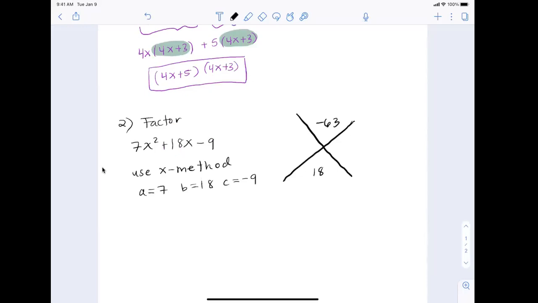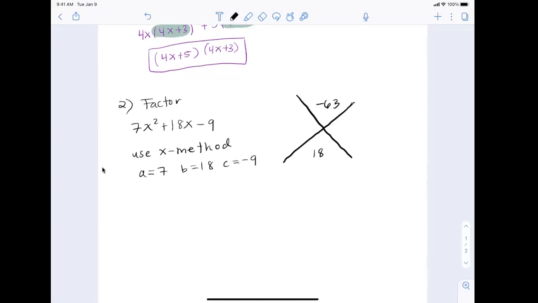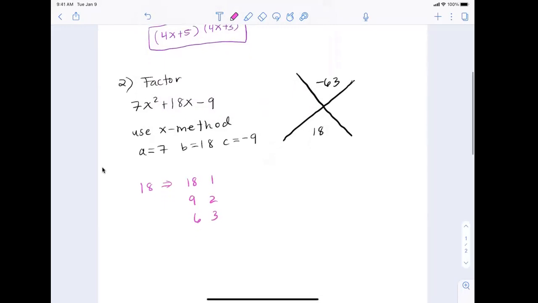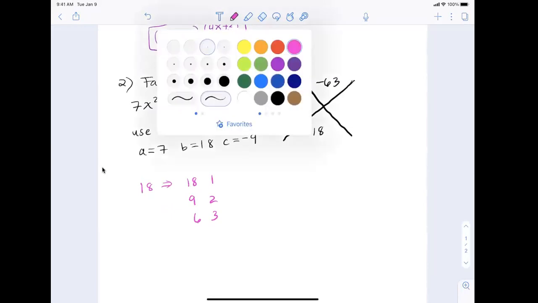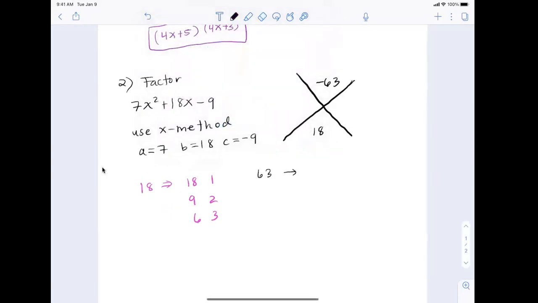Sometimes it might not work. It might be prime. What does that mean? Well, the factors of 18 are 18 and 1, 9 and 2, and 6 and 3. And what is divisible by 63? 21 and 3. That seems like it could work. So 21 is positive and -3. These are called your bingo numbers.